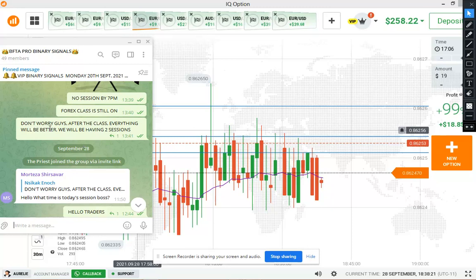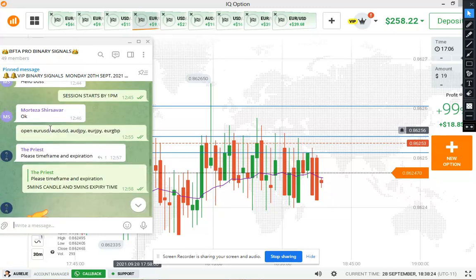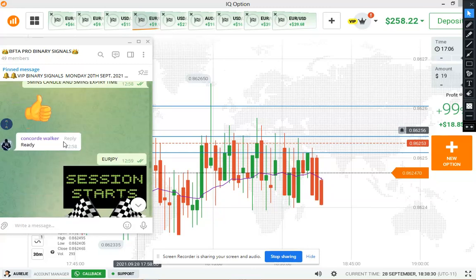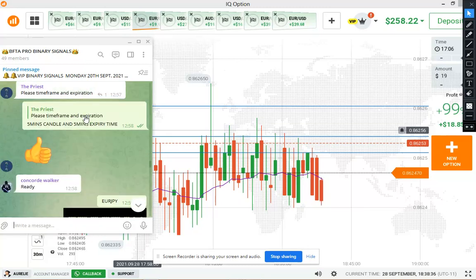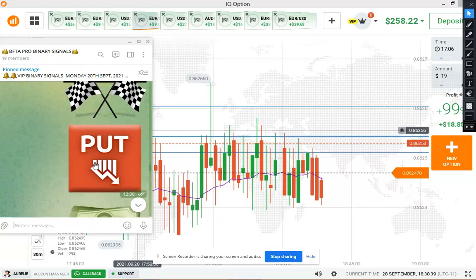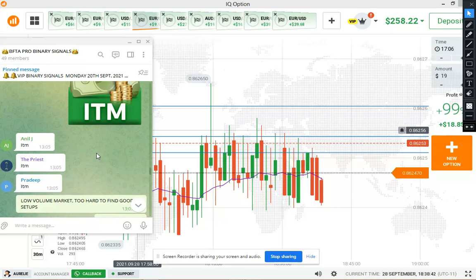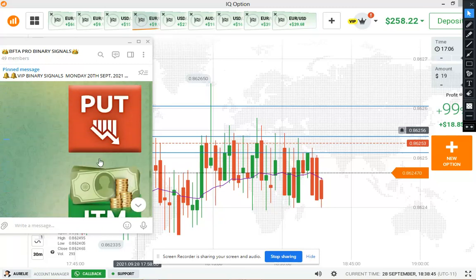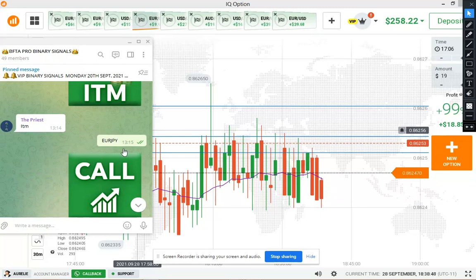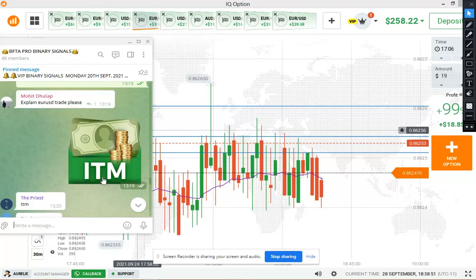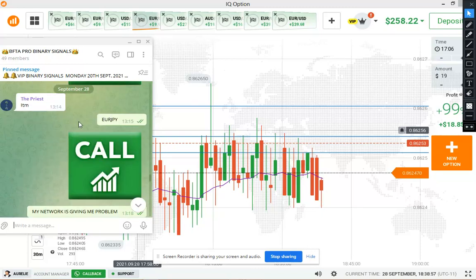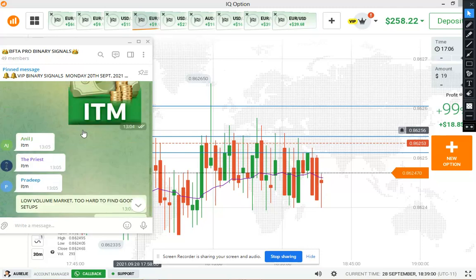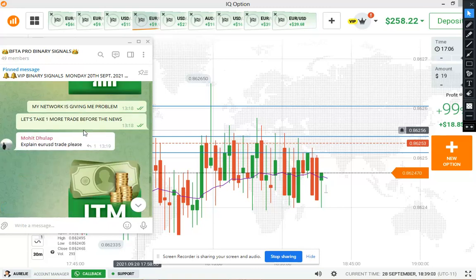Tuesday trade. This is what happened on Tuesday. We took a trade by 1 p.m. So Euro JPY, the first trade, put ITM. Euro USD put ITM, Euro JPY again call ITM. So someone was asking me to explain the reason why we took the Euro GBP trade and the Euro USD trade, and why we won. So I showed the person.